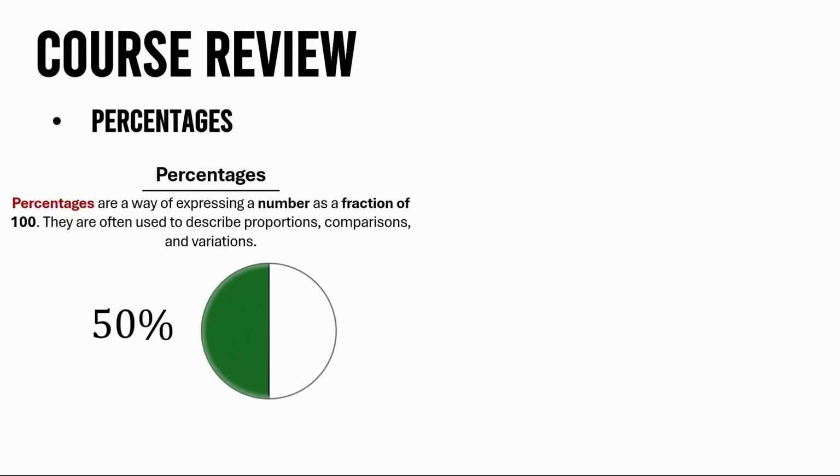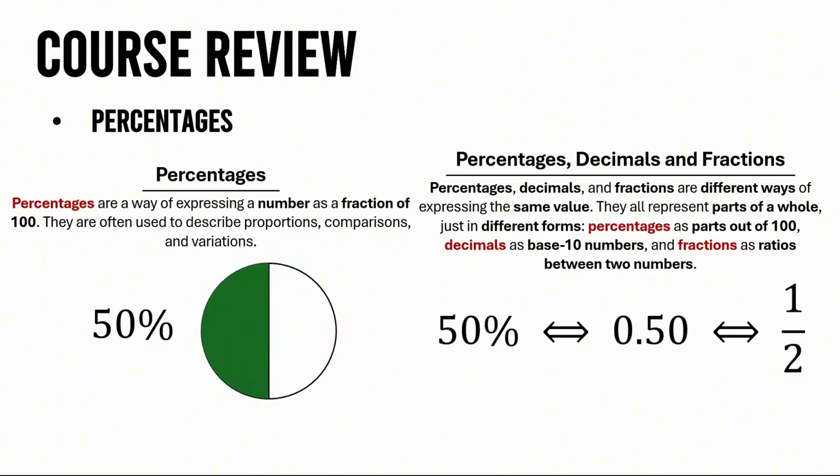Percentages. Percent means per hundred. You can convert a percent to a fraction by writing it over 100 and simplifying, and convert between percent and decimal by dividing or multiplying by 100.